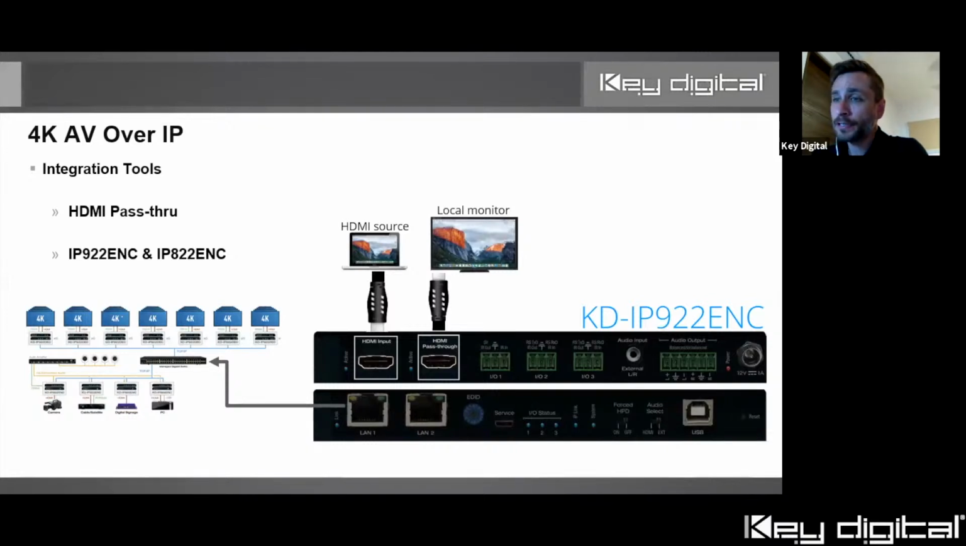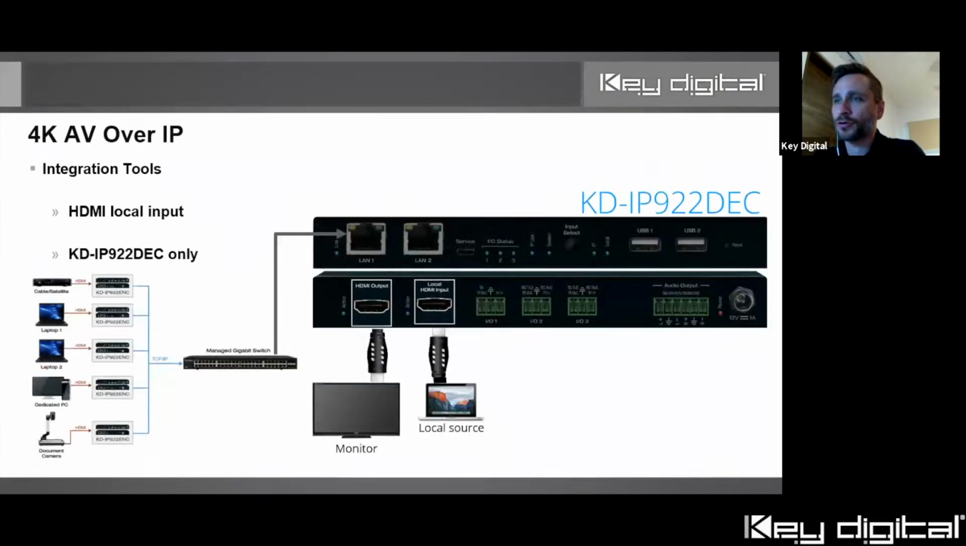So here is your HDMI input. There's also an HDMI pass-through. This is on both the 922 encoder and the 822 encoder. So if you have somebody that needs to plug in their laptop and they have a local monitor that perhaps you don't have a decoder in that room, you could go ahead and view what it is that you're sending into the AV over IP system at that local monitor.